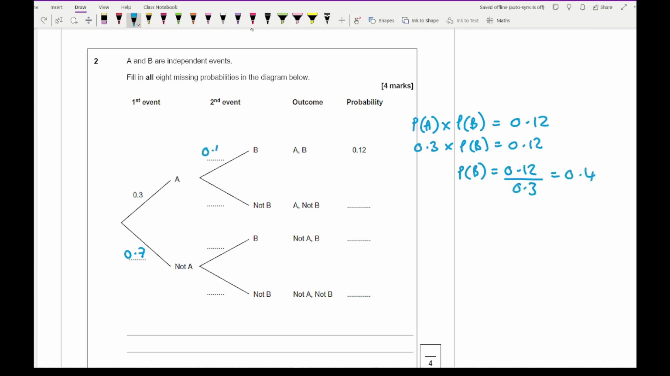so then to work out the probability of B, it's going to be 0.12 divided by 0.3, which is 0.4. So that means the probability of getting a B is 0.4, and therefore the probability of not getting B is going to be 0.6. Then all that's left for me to do is multiply. So here I've got 0.3 times 0.6, which is 0.18. For this one, we've got 0.7 times 0.4, which is 0.28, and 0.7 times 0.6, which is 0.42. So the 8 probabilities I'll just highlight on the screen. And again, do you have to show your working out for these? I'd say probably not. If you're writing down the correct probabilities, that should be good enough to get all the marks.